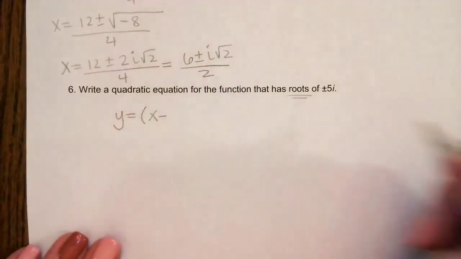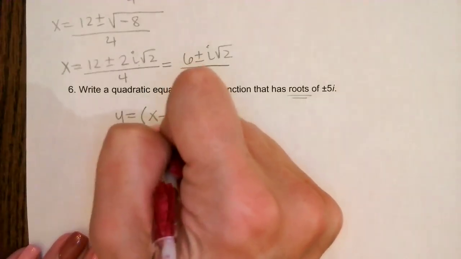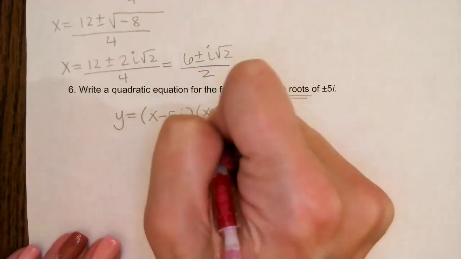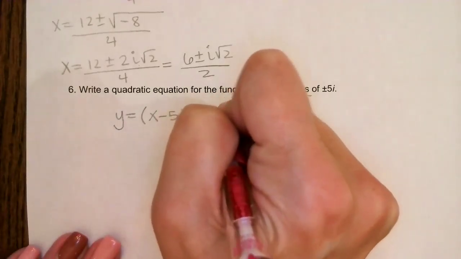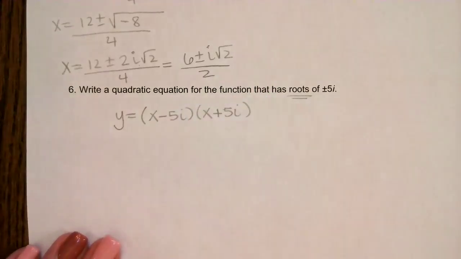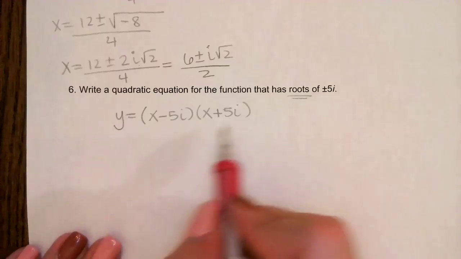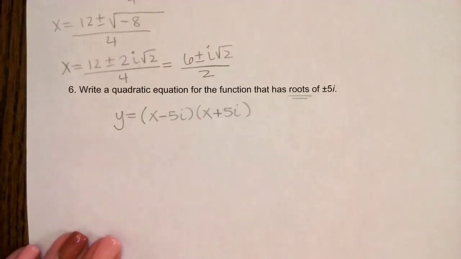And then x minus my first root, which is a positive 5i, and then x minus my second root, which is a negative 5i, so that's going to turn this into a positive because negative minus. And so here it is. Now we would not want to leave this like this because you have never been given a quadratic that has an i in it. So when we get this to the standard form, we will lose that i.